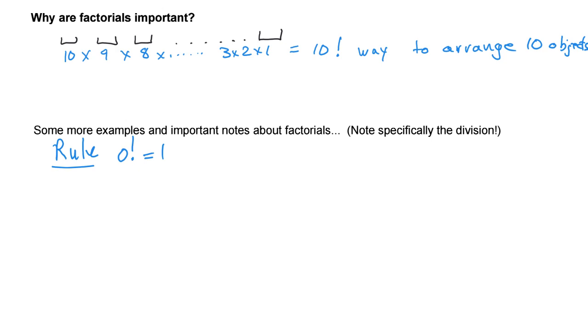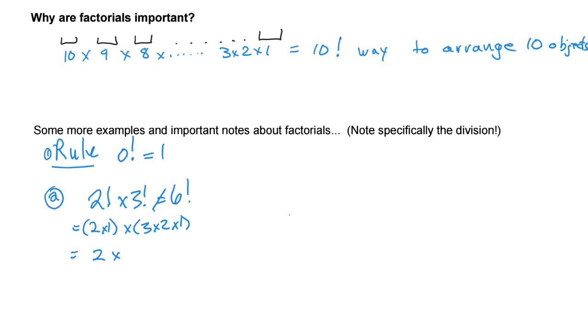Here is something that I really want you to understand. Concept 2. If I have 2 factorial times 3 factorial, 2 factorial times 3 factorial is not equal to 6 factorial. In fact, it's actually 2 times 1 times 3 times 2 times 1. 2 times 1 is 2, times 6, which is 12. Okay? And now here is another thing.